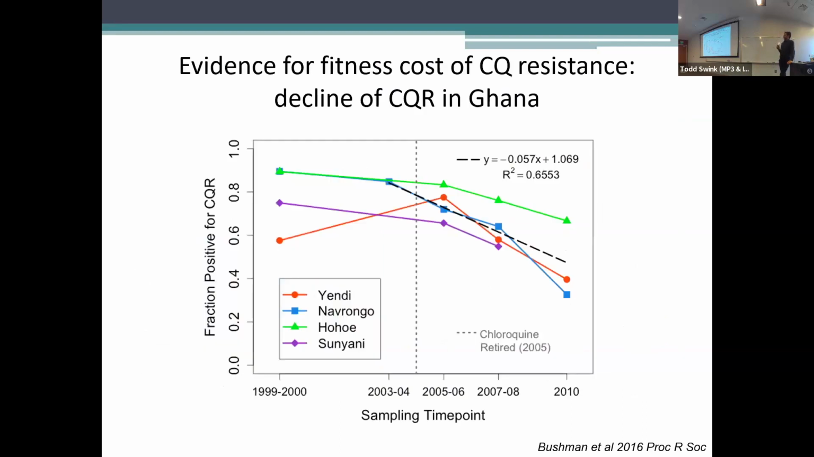Now in the Ghana data set, we could also look over time at chloroquine resistance. So this is the proportion of infections that were positive for the resistance gene. In 2004, chloroquine was retired as a first-line drug treatment in Ghana, and what we can see is that following that time, there is a decline in the frequency of the gene, right? So consistent with natural selection, selecting against this resistance gene.